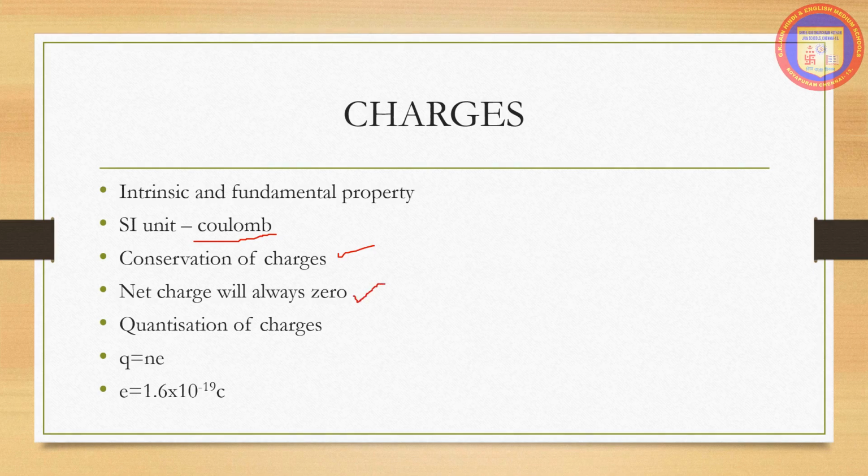Quantization of charge. The charge is denoted by the symbol Q, which is equal to ne, where e denotes the fundamental unit of charge. The charge Q on any object is equal to an integral multiple of this fundamental unit of charge e. Here n is an integer. It takes the values 0, plus or minus 1, plus or minus 2, etc. This is called quantization of electric charge.